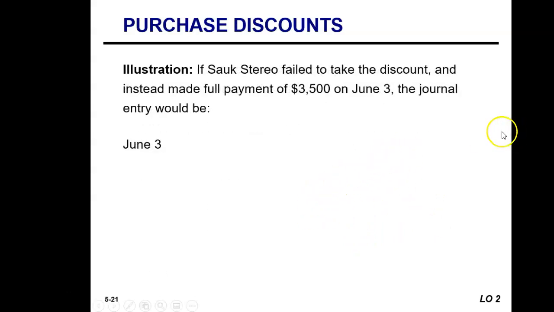Okay? Now, if we did not pay within the discount period, then the full amount is just owed. It would debit accounts payable and credit your cash account. Debit the accounts payable and credit your cash account.